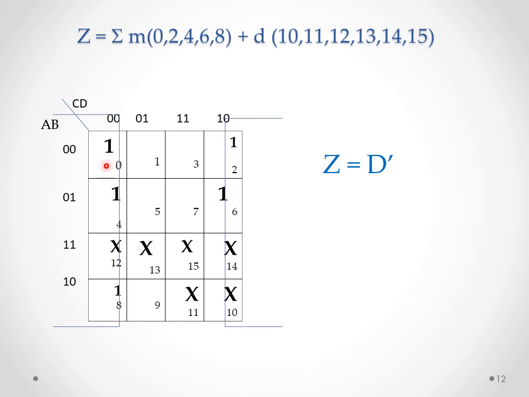Now for output Z, we write the minterms into the table, and we combine them into one 8 cell grouping. These 4 cells and these 4 cells are adjacent to each other, so we group them together. So the common term is D bar. So Z is equal to D bar.